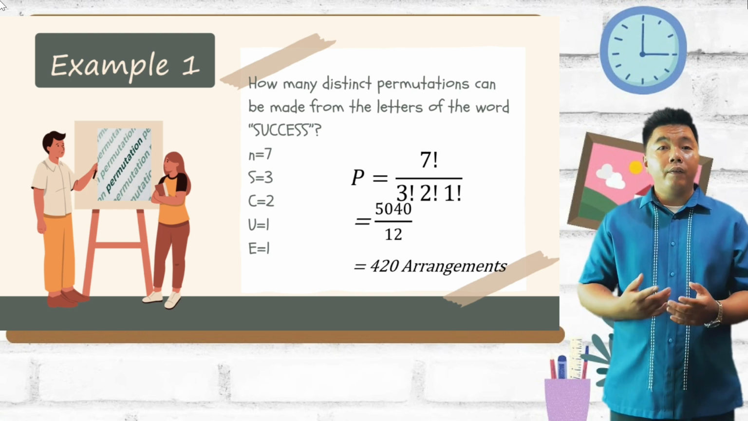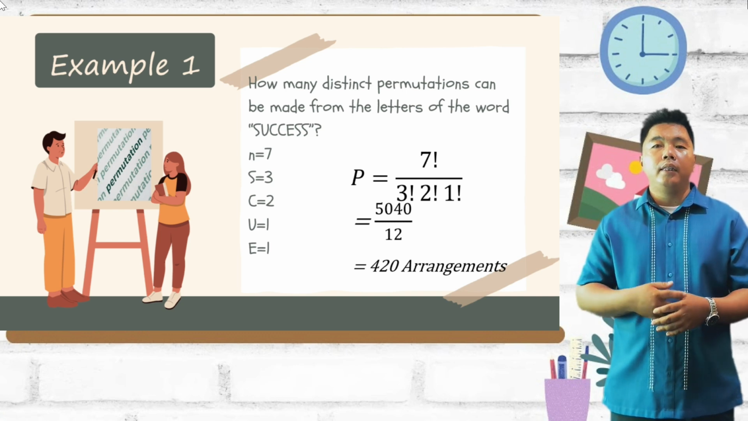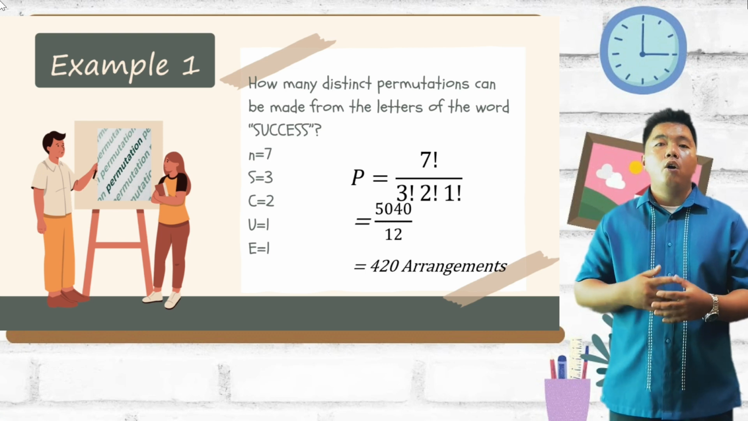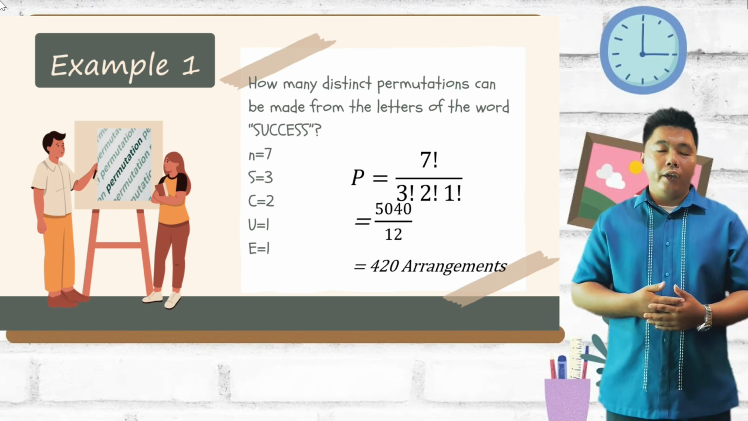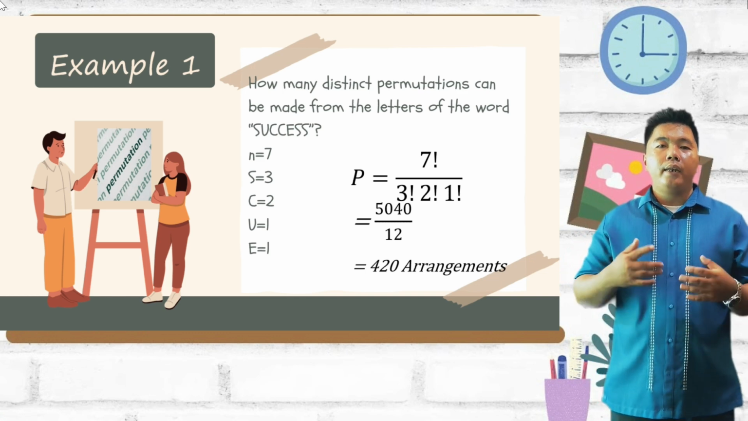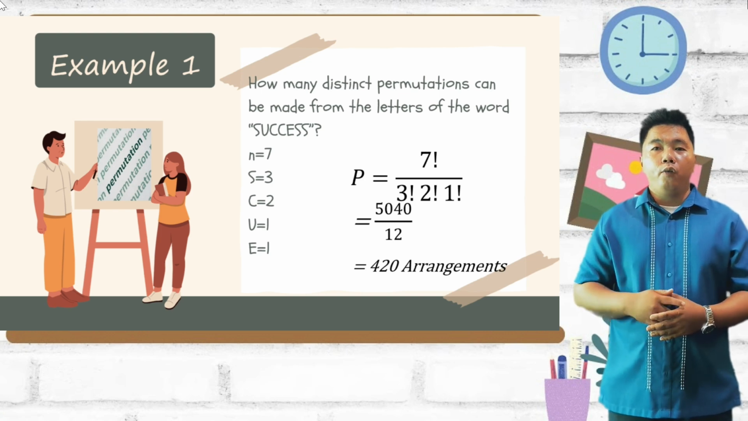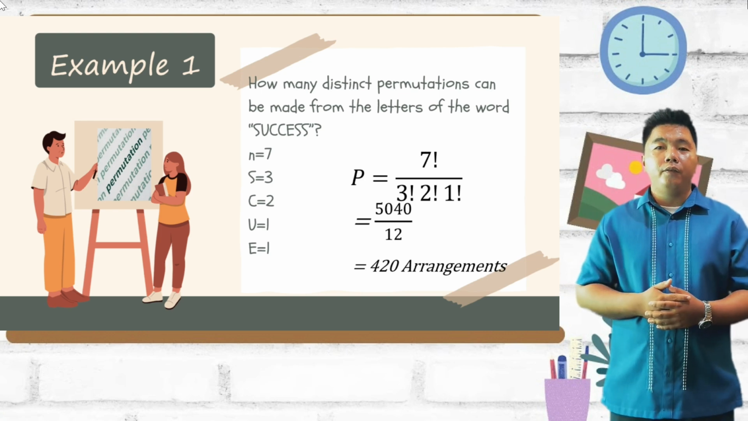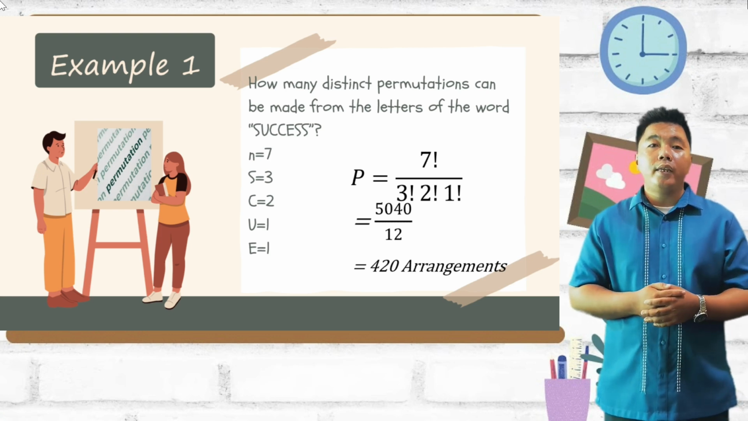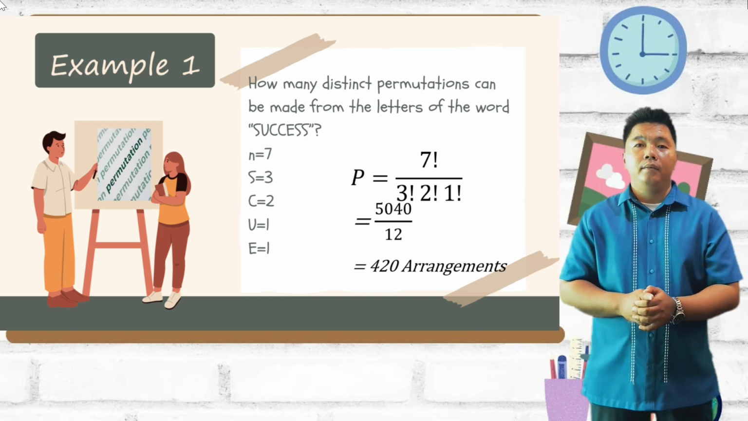So for the result, we have 7 factorial as 5040, and for 3 factorial times 2 factorial times 1 factorial times 1 factorial, we have 12. If we divide 5040 by 12, we get the answer 420. So the possible arrangements for the word success is 420 arrangements. That is our first example.